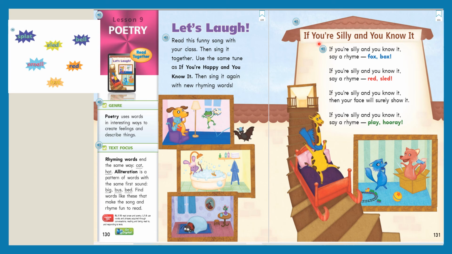Let's do it again. All right. If you're silly and you know it, say a rhyme. Box, box. If you're silly and you know it, say a rhyme. Red sled. If you're silly and you know it, then your face will surely show it. If you're silly and you know it, say a rhyme. Play hooray. Oh, what a fun way to learn rhyming words.